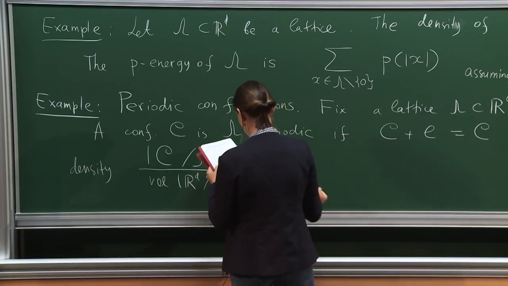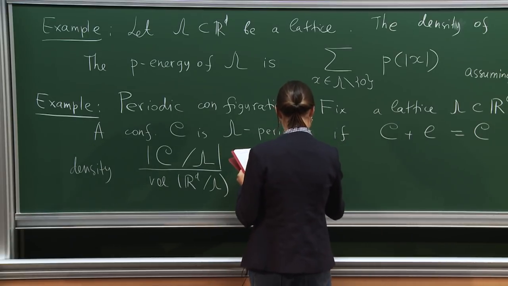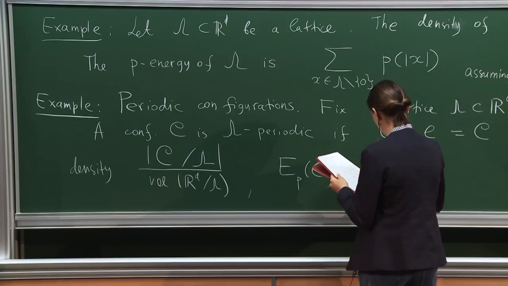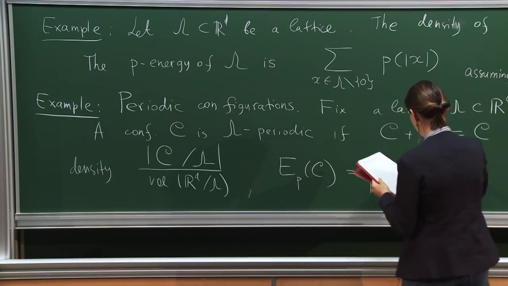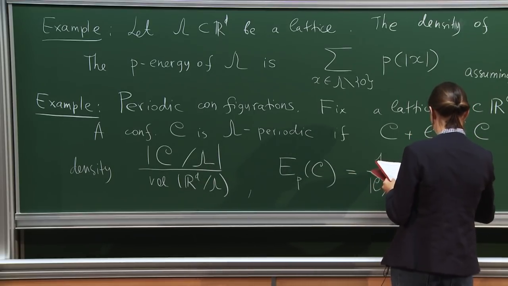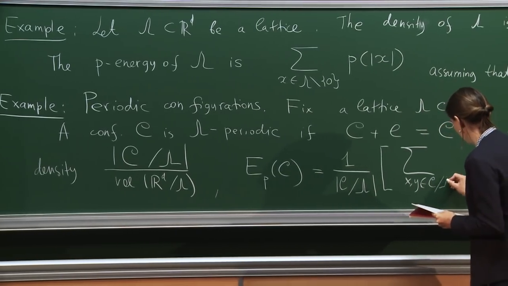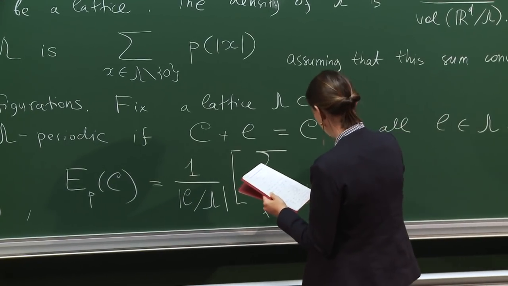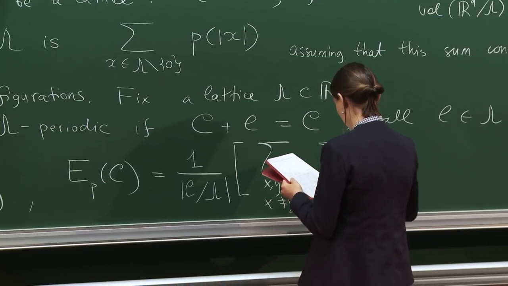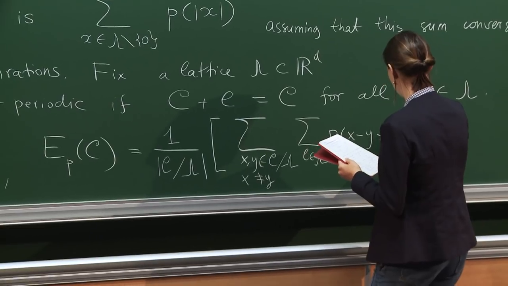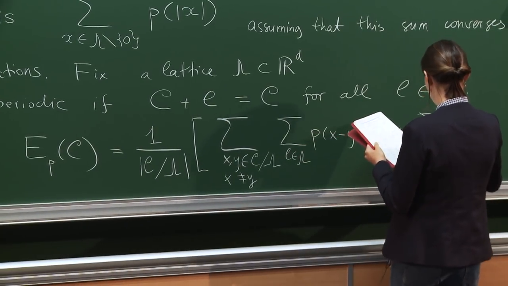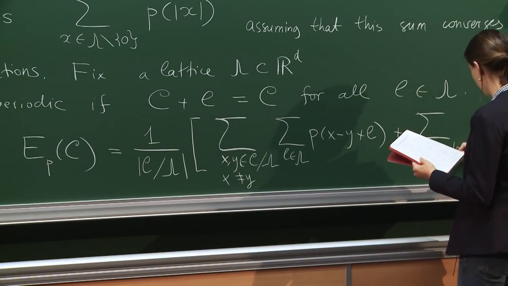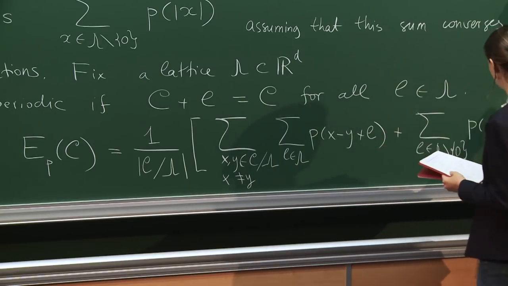A bit more involved computation is how to compute the energy. Here again we assume that our potential decays fast enough. We can take the sum over all elements of C mod lambda, and consider separately x and y which are different modulo lambda, and then we have a sum like this, summing over all elements in the lattice. In the case where x and y coincide modulo lambda, then we just have to sum over the lattice without the zero element, so we get a sum like this.